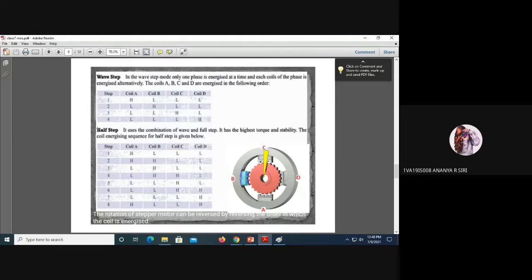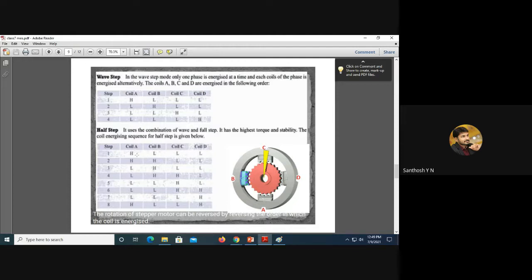Yes, sir. Coming to half step, it uses the combination of wave as well as full step. So whatever energizing methods we were using in the full step and wave step, both methods are being combined in the half step. It has the highest torque and stability. The coil energizing sequence for half step is given below.